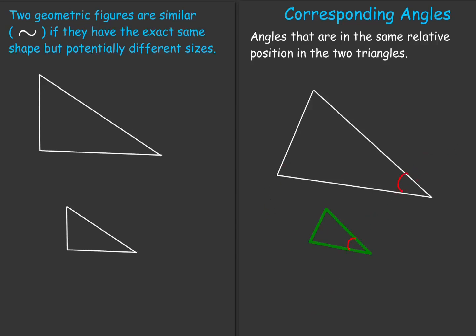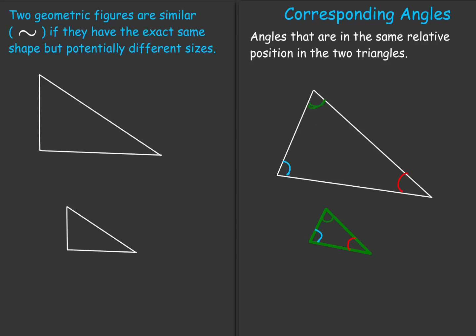This angle here, on the other hand, can also be said to correspond to this because we have been able to position the shape in a way that we can easily tell which one comes from which. You see, then we can also say that this angle over here also corresponds to this.